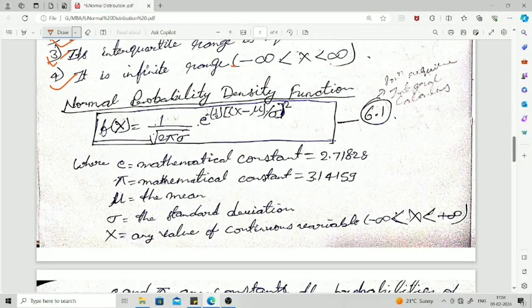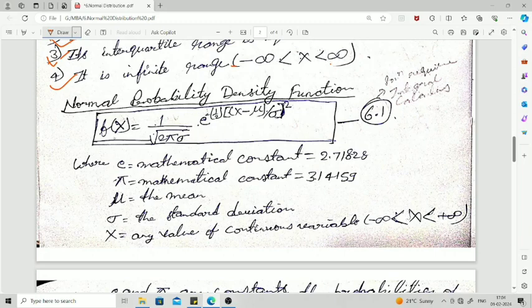Next you have the normal probability density function. The probability density function is nothing but a kind of relation. It tells how the probability of a distribution can be found. By using the normal probability density function, we can find the probability of occurrence of any value in the distribution.